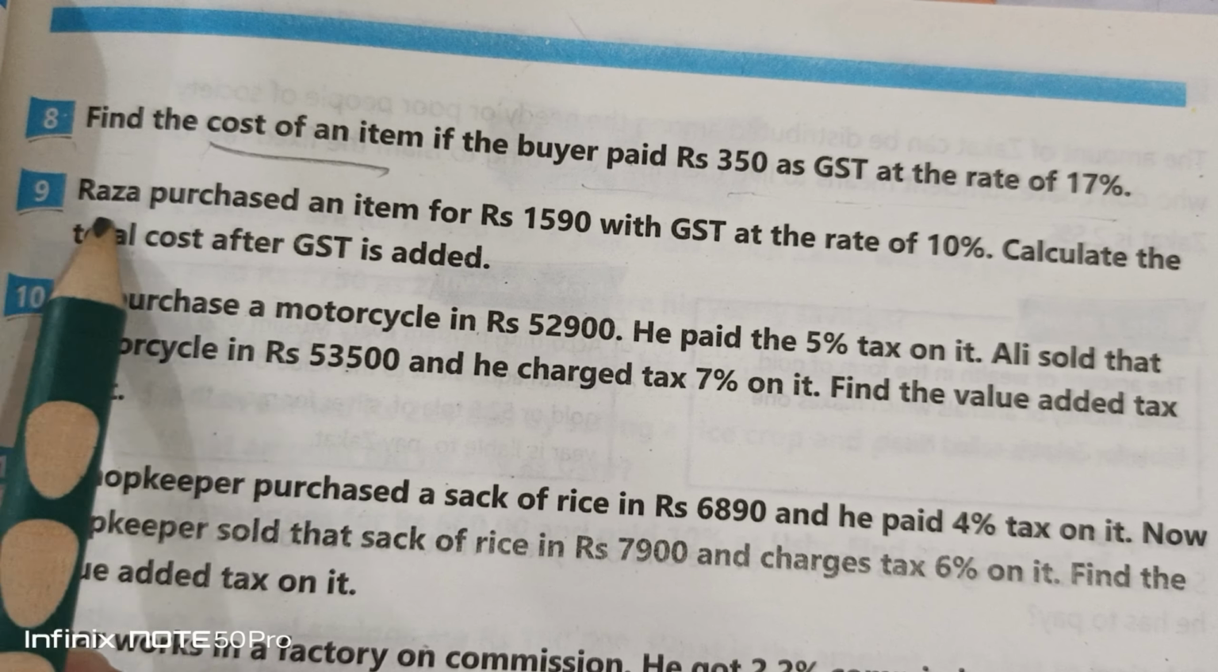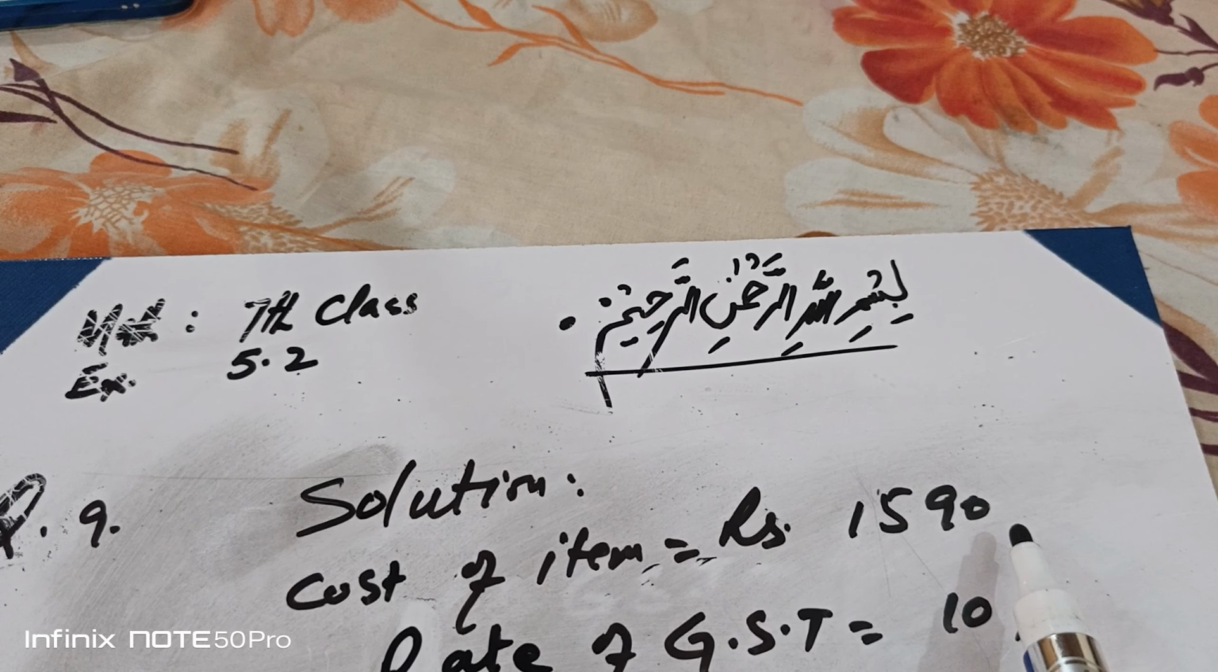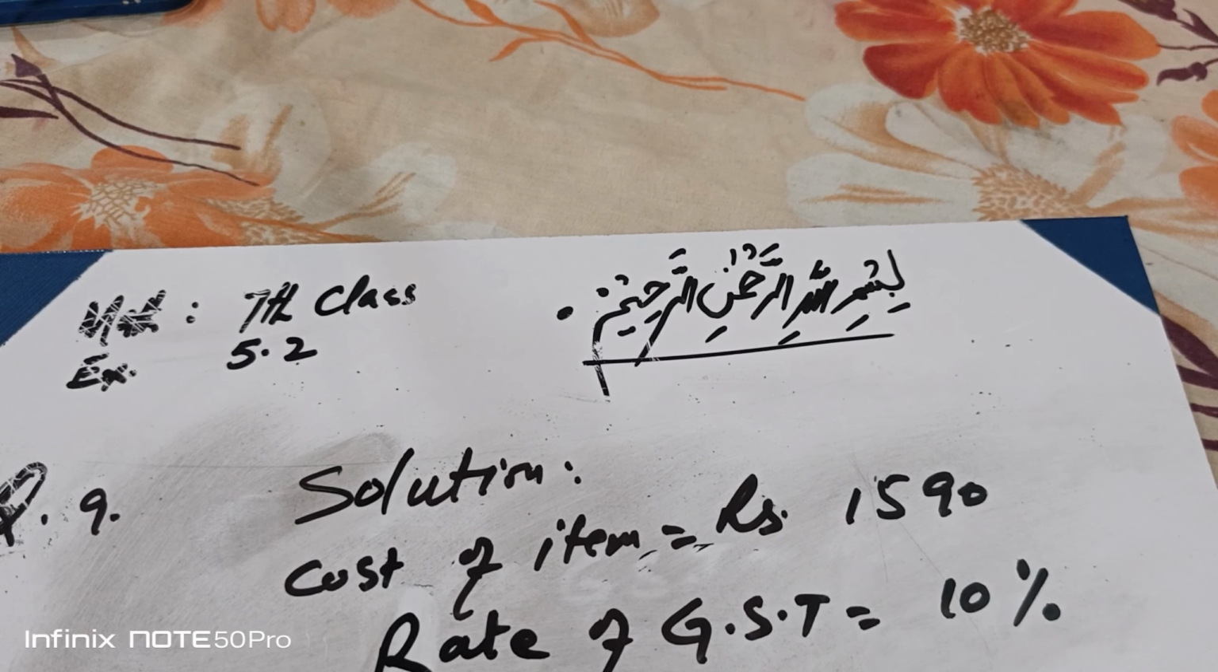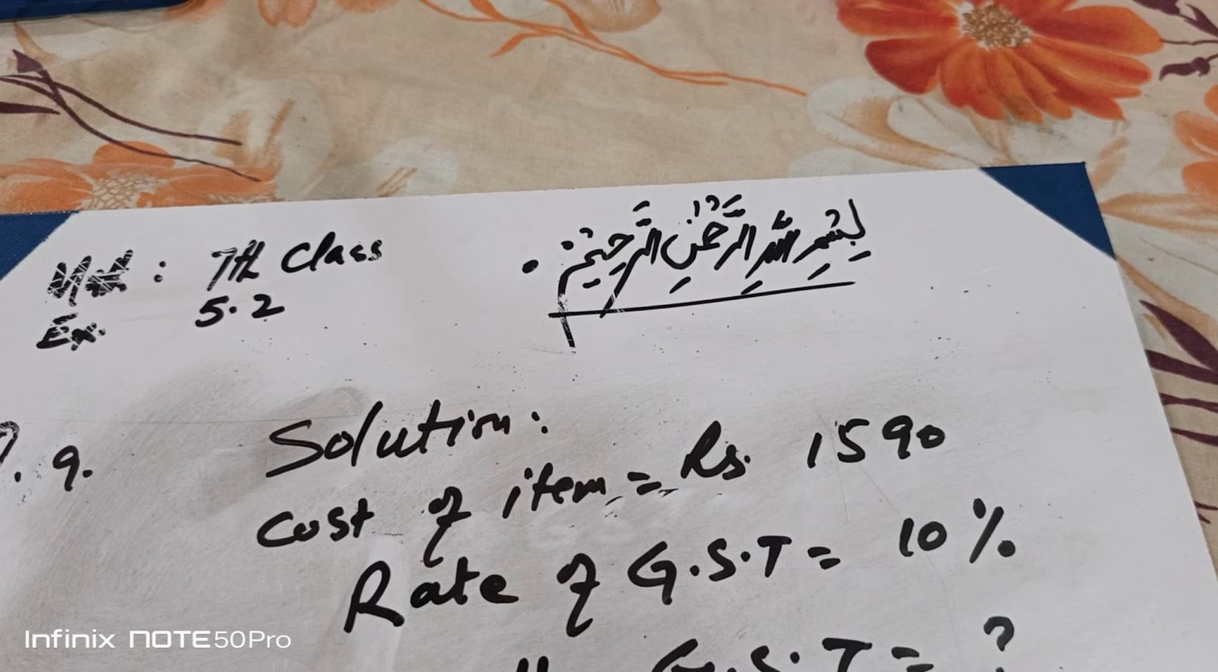Moving towards question number 9. Raza purchased an item for rupees 1590 with GST at rate of 10%. Calculate the total cost after GST is added. So total cost we have to find. Moving towards solution. Yes, you are seeing the data of this question number 9. I am reading the data again. Cost of item rupees 1590. Rate of GST is 10%. Cost after GST we have to find.